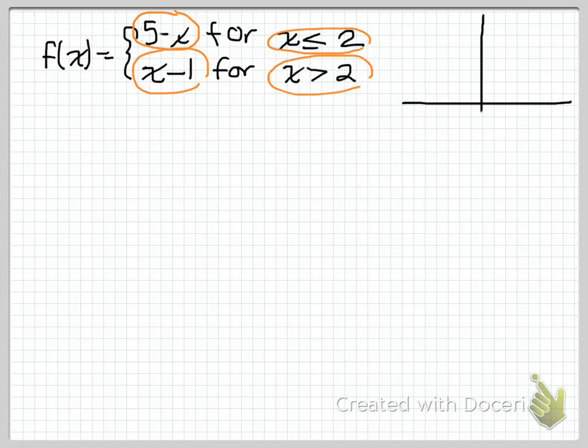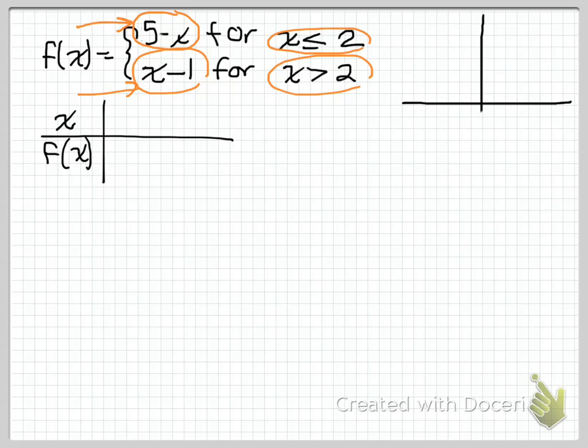So we approach this in two steps. The first step, we're going to find some points and graph our first equation. And the second step, we're going to find some points and graph the second equation. So let's go ahead and take that first equation, 5 minus x, and let's find some points. So I'm just going to draw a little chart here.